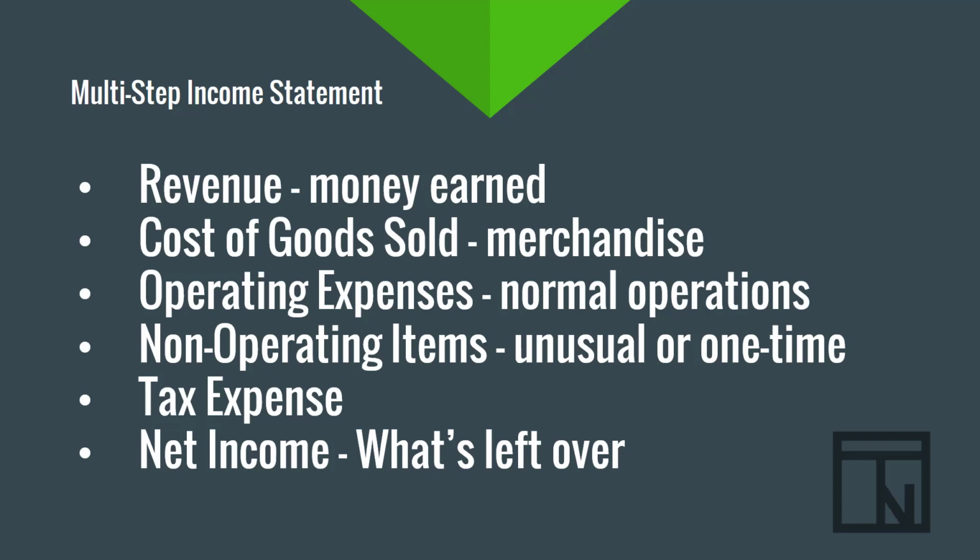So after you've subtracted out all these different types of expenses, whatever's left over, that's your net income, or your net loss if it's less than 0. So that's the different categories that we'll work with in a multi-step income statement. Let's take a look at how these work and what these different steps look like.